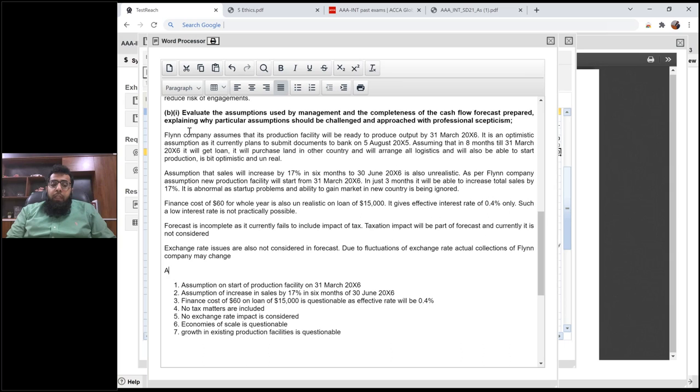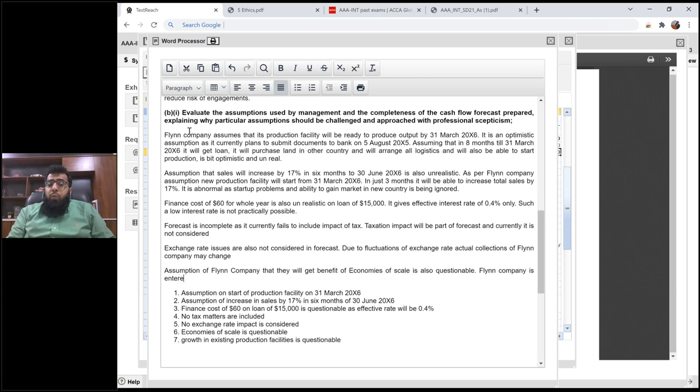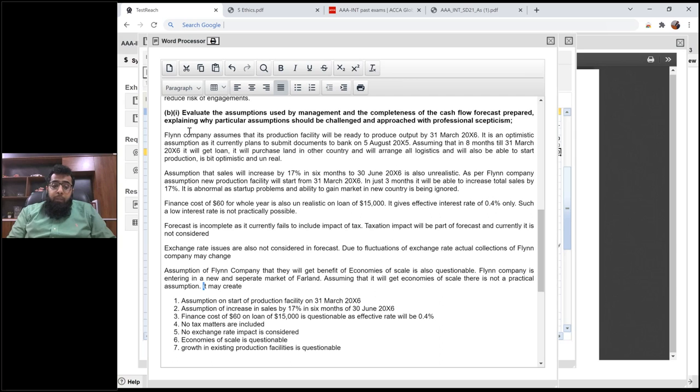Okay, then the assumption of Flint company that they will get the benefit of economies of scale is also questionable. Why is it also questionable? Think about it. Flint company is entering a new and separate market of Farland. Assuming that it will get economies of scale is not a practical assumption. It may create diseconomies of scale.